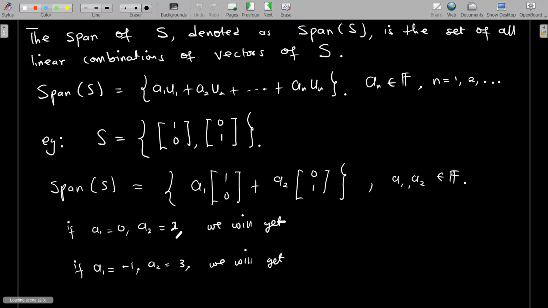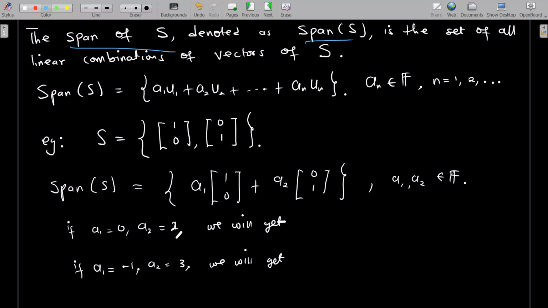Now let's talk about the span. The span of S, denoted span S, is the set of all linear combinations of vectors of S. So what I'm saying is, every combination that you can get out of the set of vectors in S, the whole set of combinations you can get, is what we call the span.